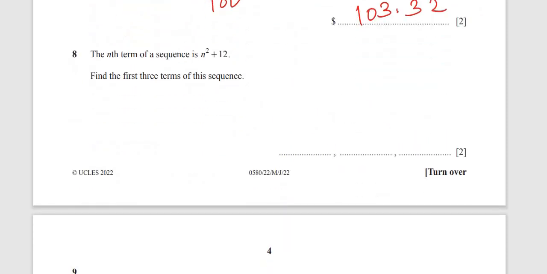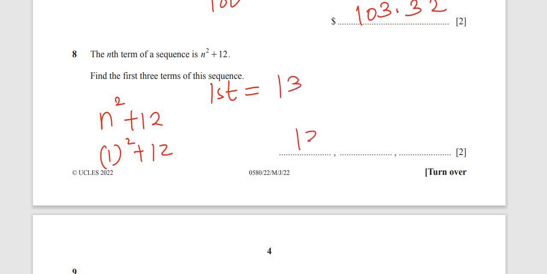So question number 8 says that the nth term of a sequence is n squared plus 12. Find the first 3 terms of this sequence. So the nth term is n squared plus 12. So to find the first term, we just need to substitute n with 1. So n usually stands for the position of a term in a sequence. So for the first term, n is 1. So it's 1 squared plus 12. So 1 squared is just 1. So 1 plus 12 is 13.